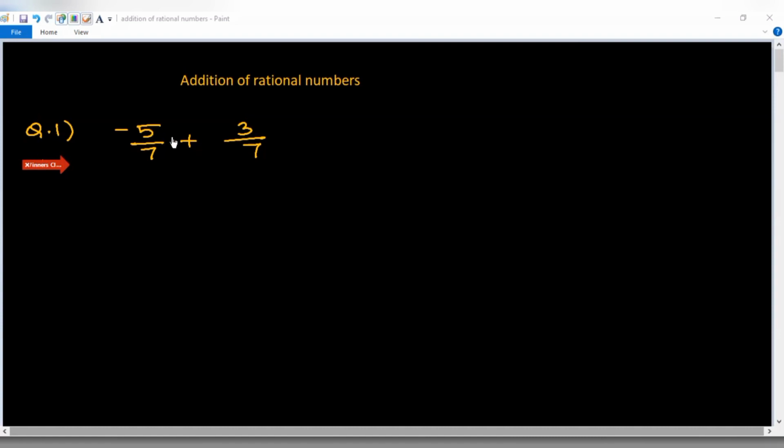So we can add the numerators as such. So it is negative 5 plus 3 by 7. See, in the numerator part, we have negative 5 plus 3. When we add a negative and a positive number, what do we have to do? We have to check which among these two is bigger in magnitude. 5 or 3, which is bigger? 5. And 5 is negative. So our answer is negative.